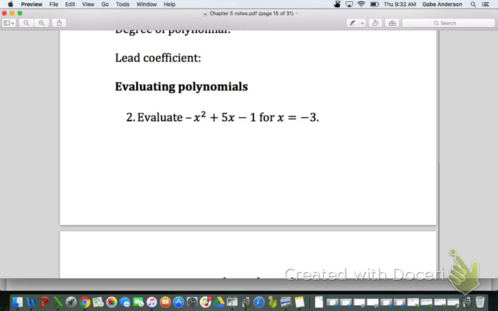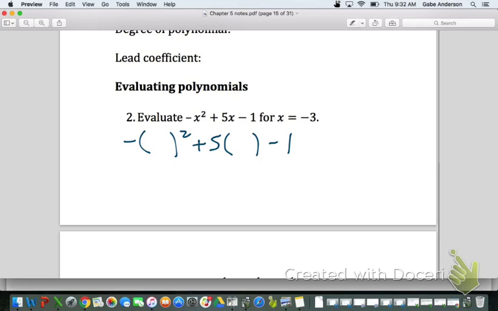What is a key symbol that we should probably write? Parentheses. Don't forget the negatives, but parentheses are key. So here is how we would do this one. And if you have questions, you need to ask them. Here's how this would look. It would be negative blank parentheses squared plus 5 blank parentheses minus 1.